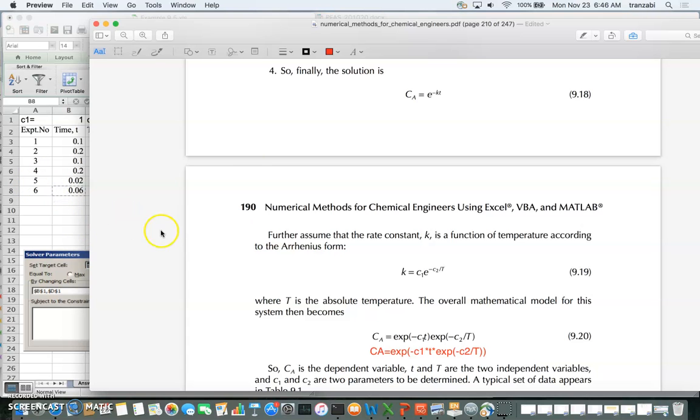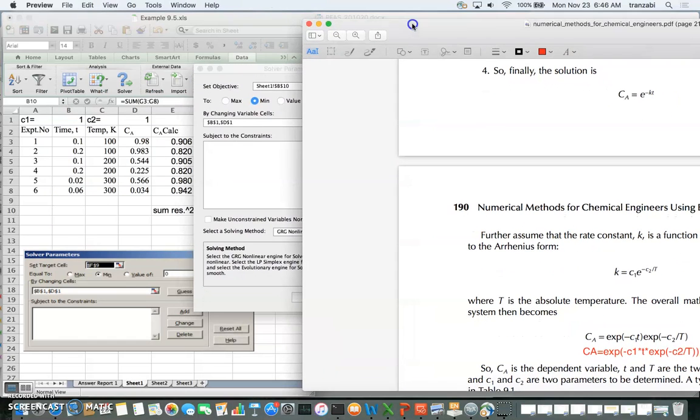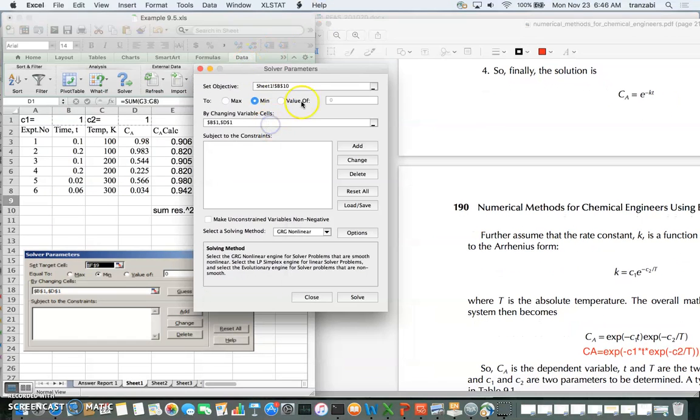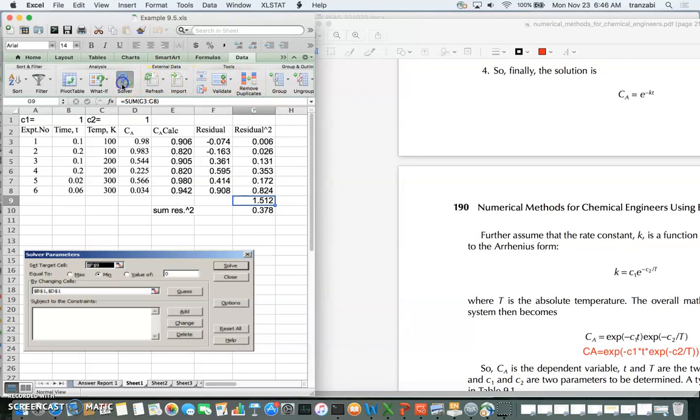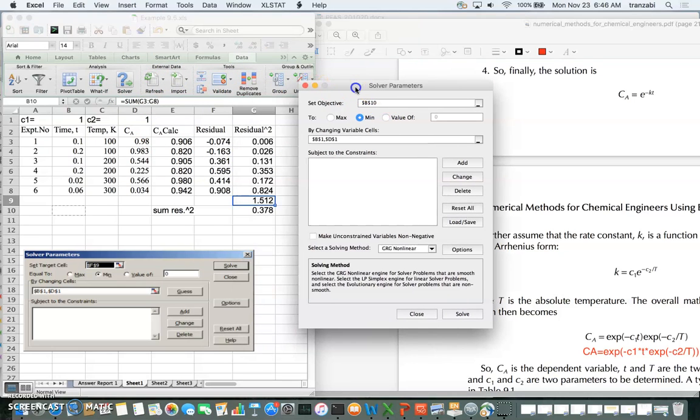Okay, so let's go back to the spreadsheet. I have to move this window over here, and this back there. Okay, so let's cancel this again. Go back to Solver one more time. We're minimizing B10. That's right. Let me see.